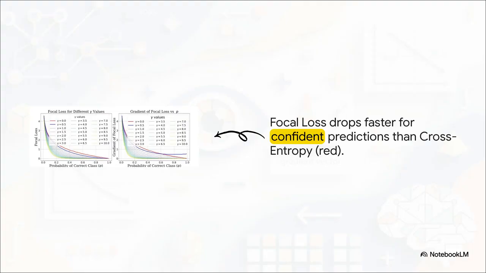And this graph from the original paper shows it perfectly. That red line is standard cross-entropy. See how it just kind of decreases steadily? Okay, now look at the other colored lines. Those represent focal loss with a higher gamma. As the probability of being correct goes up, their loss values just plummet towards zero way, way faster than the red line. That huge drop is a loss function telling the model, stop worrying about this easy example and move on to something you can actually learn from. It's just a smarter way to learn.